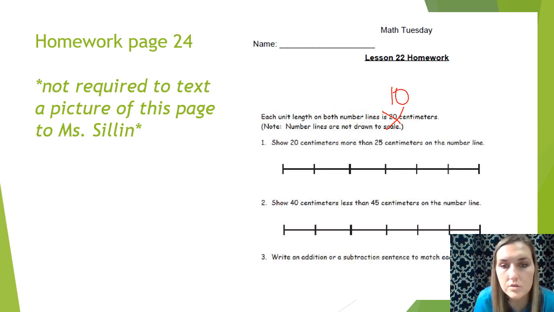Number 1, show 20 centimeters more than 25. So this one is more. You should be starting over on this end. And it's counting by tens. Number 2, show 40 centimeters less than 45 centimeters on the number line. So make sure that your unit length is still 10 for that one. Number 3, please write an addition or subtraction sentence to match each number line. So for number 1, you should have an addition sentence, and number 2, you should have a subtraction sentence.